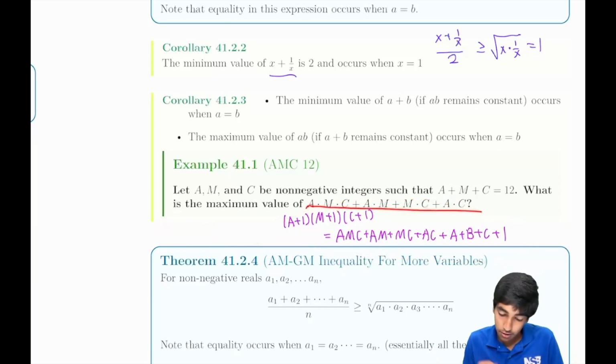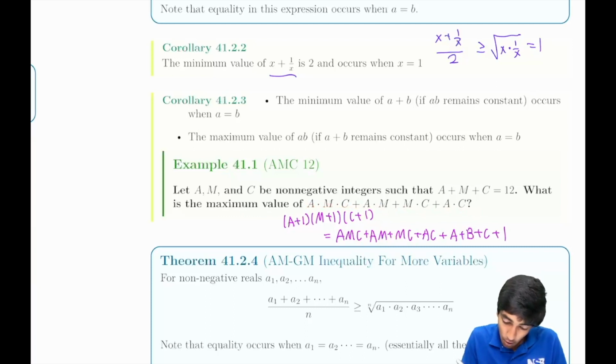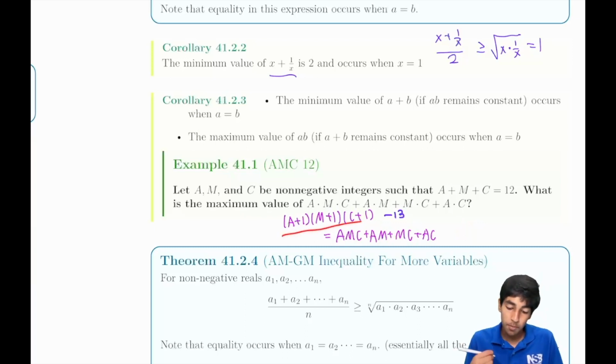And that's so useful, as you can see here, because now we're trying to find the maximum value for this. But we already know this whole thing is 13. Why? Because A plus M plus C is 12, so we add 1, 13. So let's just subtract this from both sides. You get this minus 13. Aha! So now all we have to do is maximize this term, and we maximize this quantity here.